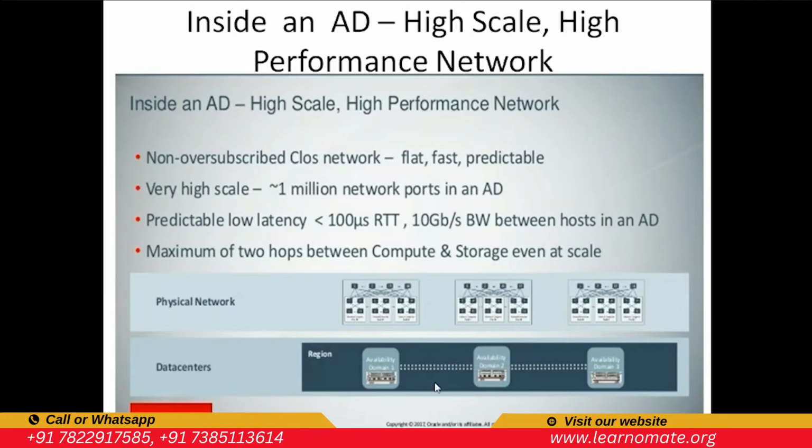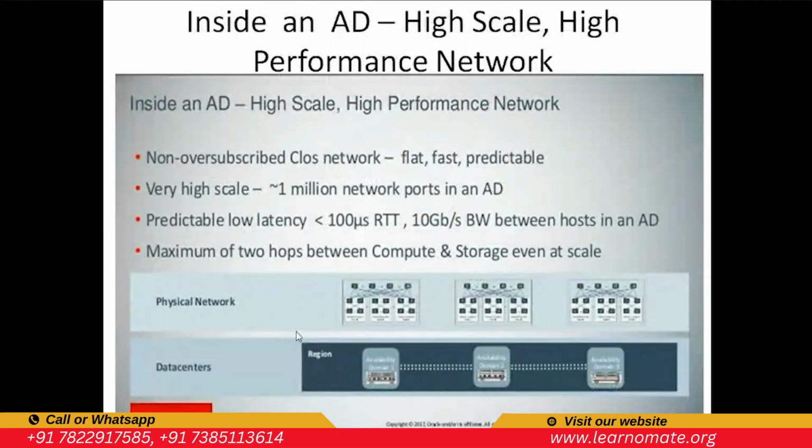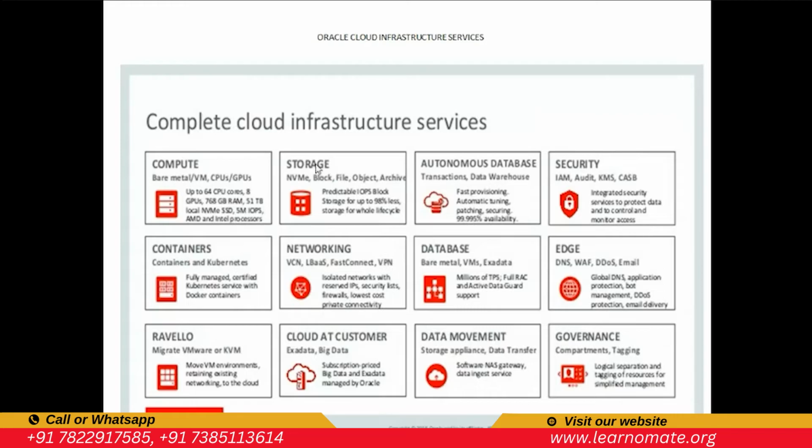And you can see the data centers here. That is the data center. It contains the ADs, and on top of this region, data centers, you can see the physical network. And what are the services they provide in the infrastructure? Compute: they provide machines, whether bare metal or VM machines, CPUs or GPUs. Storage: non-volatile memory, block storage, file storage, object storage, archive storage. And autonomous database: transactions, data warehouse, fast provisioning, automatic tuning, patching, security, and 99.95% availability. All these autonomous databases are provided.